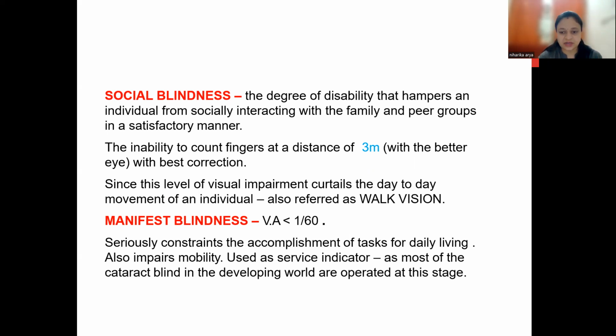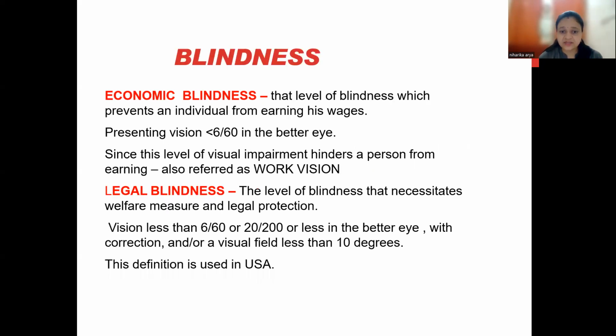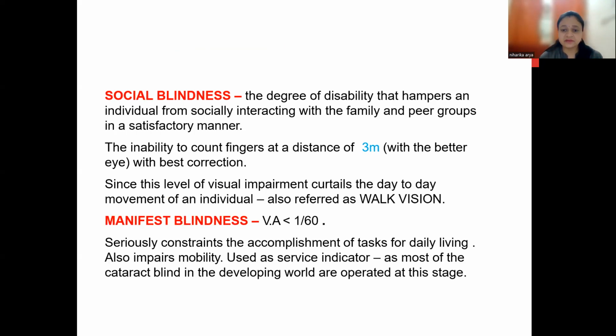So this is known as social blindness, and this level of blindness hampers the day-to-day movement of an individual. It is also known as walk vision, the vision which hampers the day-to-day movement of an individual. So this is known as social blindness.